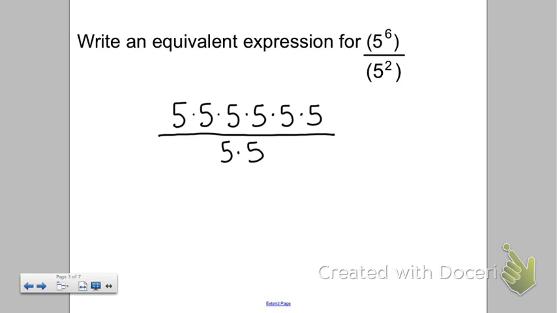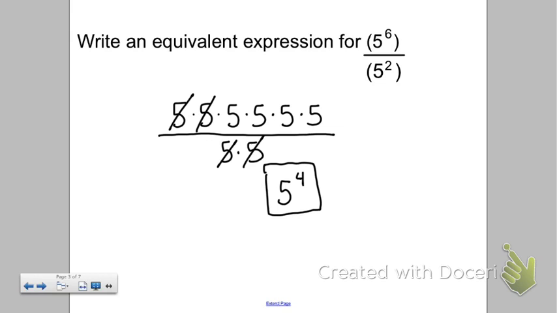I can cancel out from the numerator and the denominator what's the same thing. So I can cross out a 5 and a 5. I can cancel out another 5 and another 5. There's nothing left in the denominator for me to cancel out. So I have 1, 2, 3, 4. I have 5 raised to the 4th power.